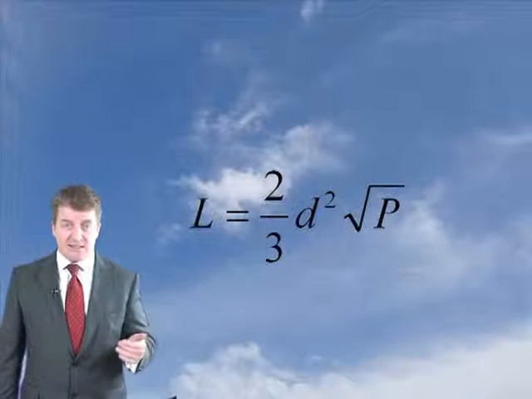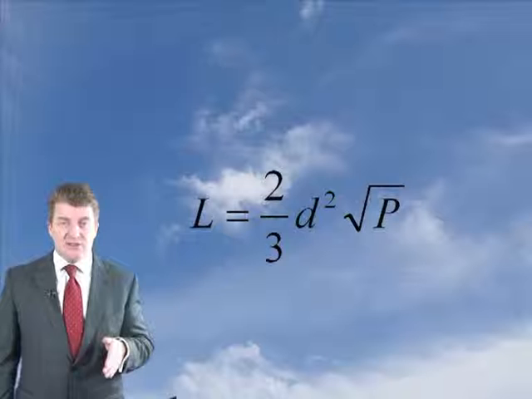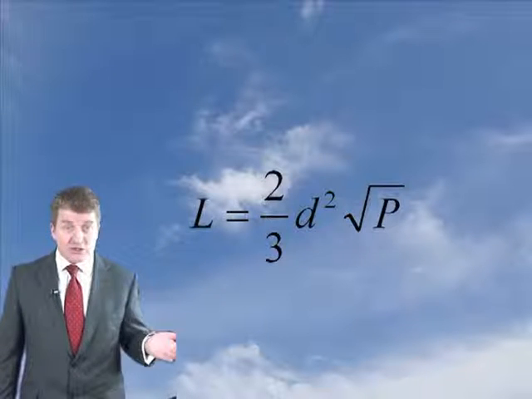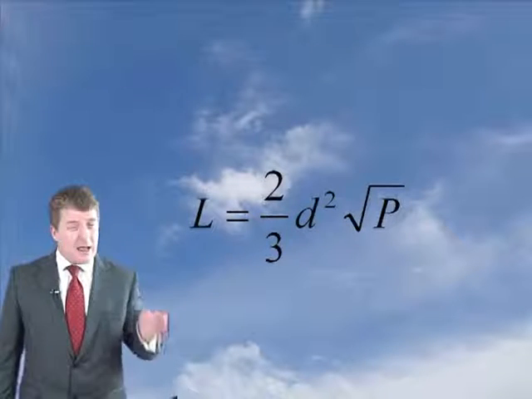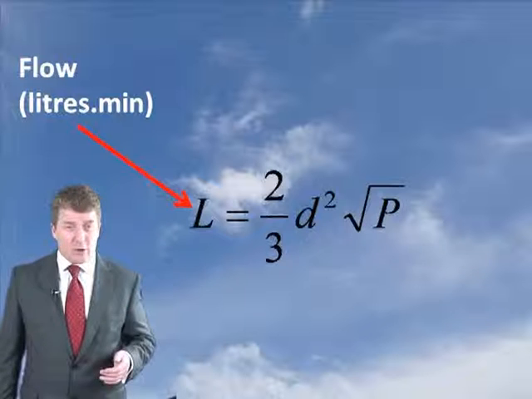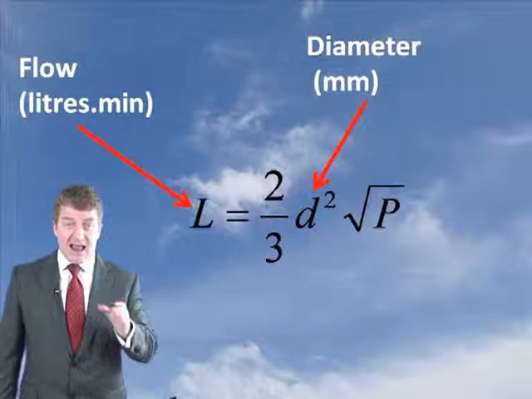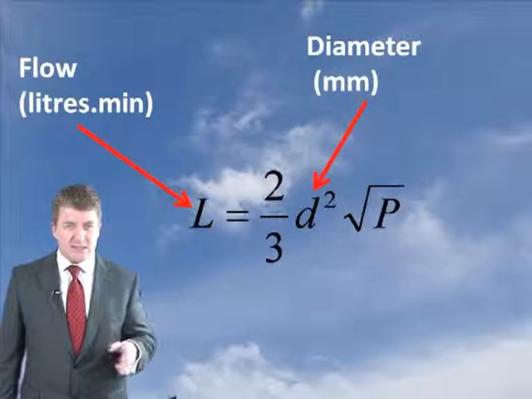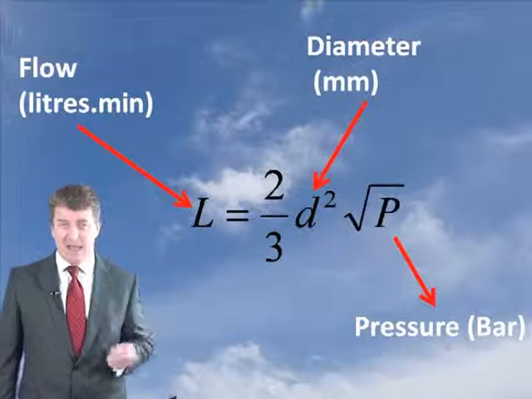Now, to determine the output of nozzles, this is a fireground formula. The output of a nozzle is L equals 2/3 D squared times the square root of P. This is a fireground formula where L equals the flow in litres a minute, D is the diameter of the nozzle in millimetres, and P is the pressure in bar.